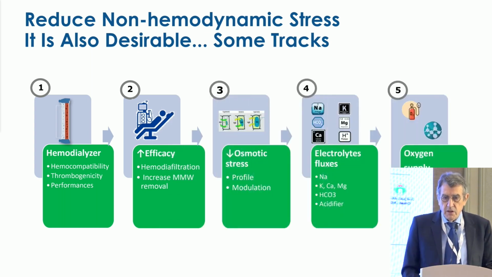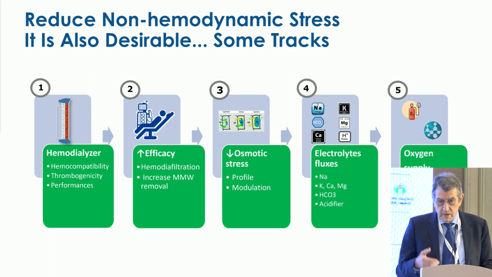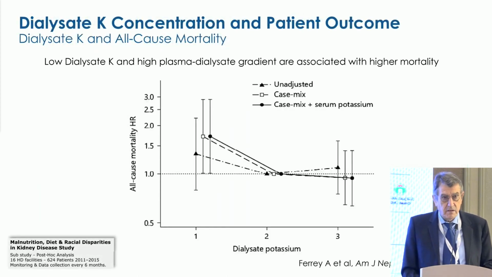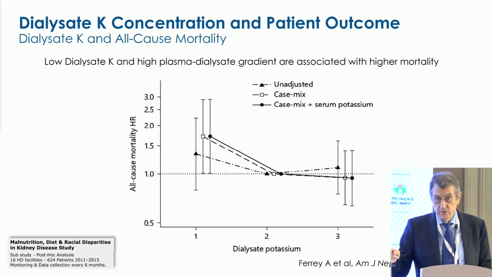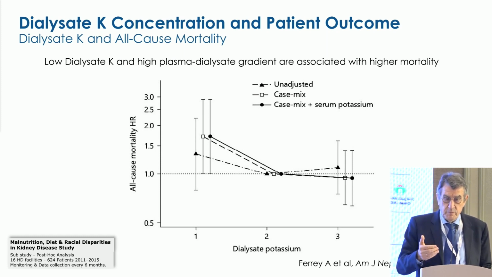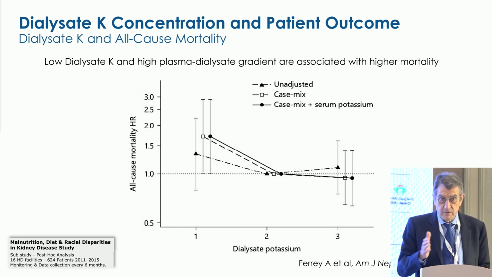Now, reducing the non-hemodynamic stress is also desirable. I will show some elements. One is the dialysate potassium. And I was impressed to see that you are dialyzing with a relatively low dialysate potassium in the Gulf. You have to be very careful, because if you do that, and if you get less than 2 millimoles per liter, and if you go down to 1 millimole per liter, you see the adjusted case mortality risk. This is if you have a tremendous change in the potassium concentration. Then you expose the patient to arrhythmia, and this is high risk for the patient. So be careful with the management of the potassium.